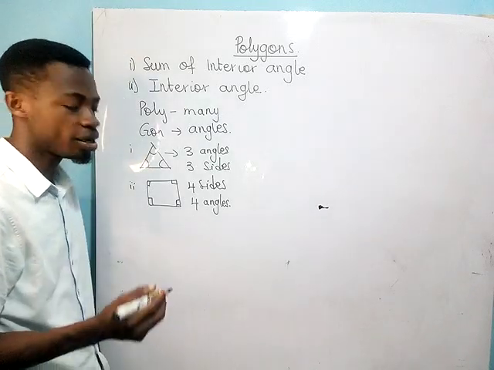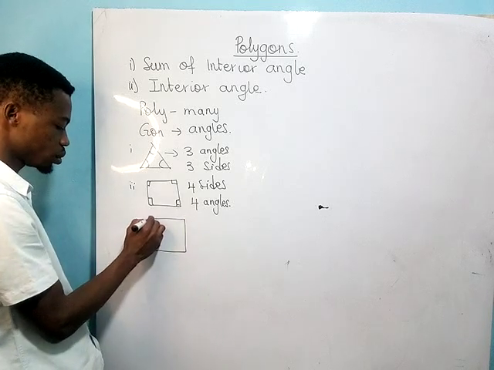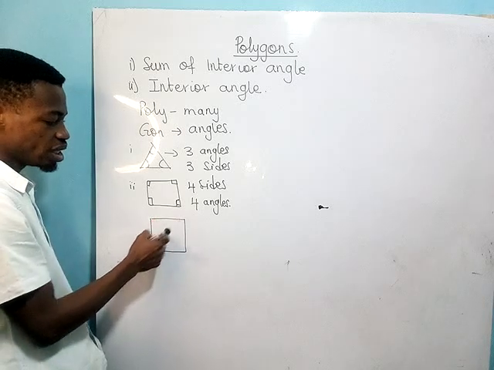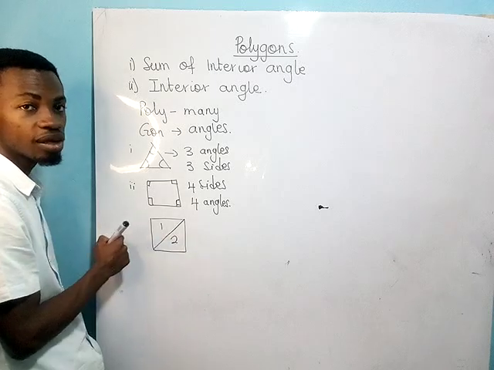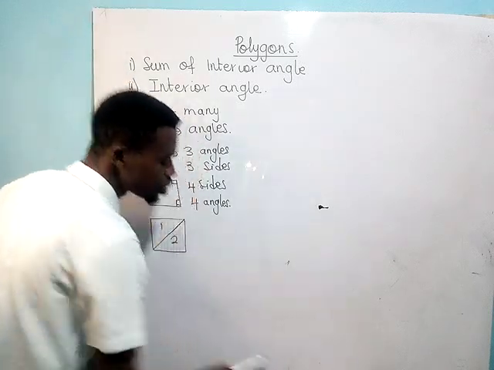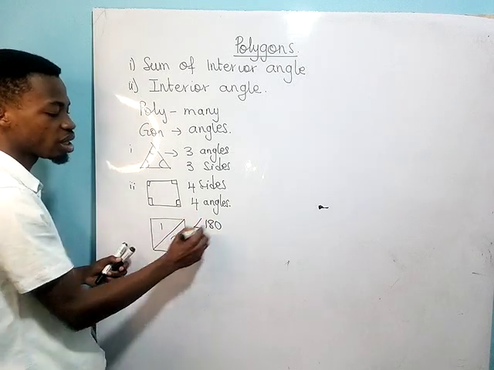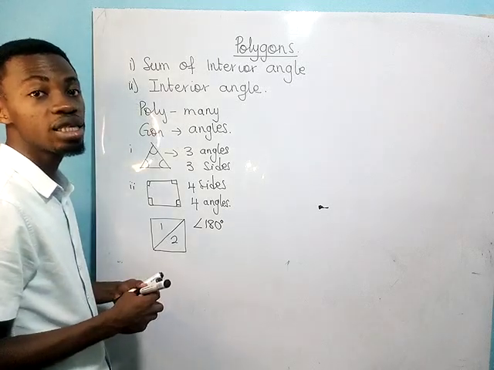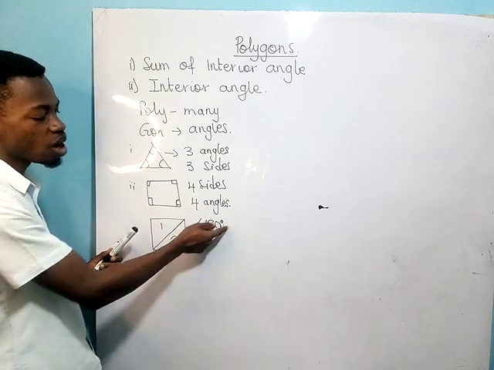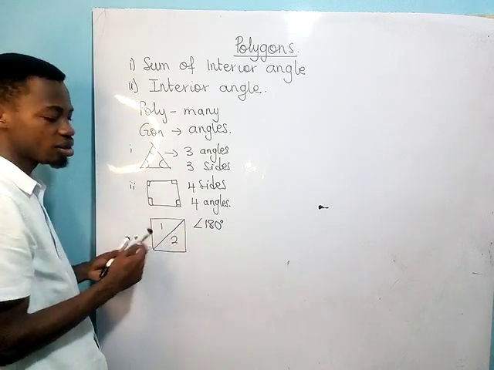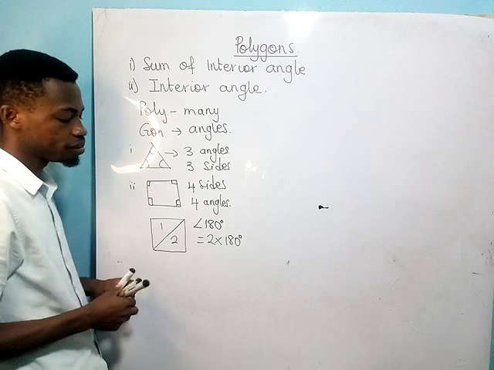Let's develop the formula. If we pick this quadrilateral, in this quadrilateral we can have 2 triangles over here. And we know that the sum of the angles of a triangle is basically 180 degrees. So to find the sum, we multiply the 180 by the number of triangles. So this is going to be 2 times 180 degrees.